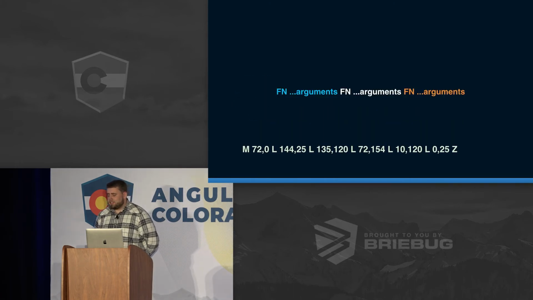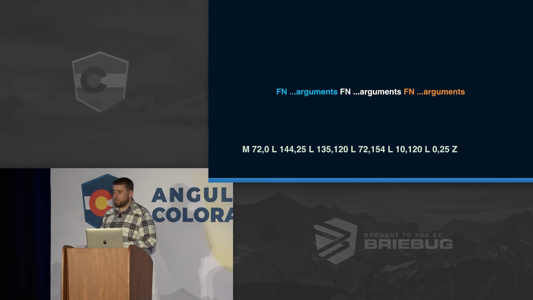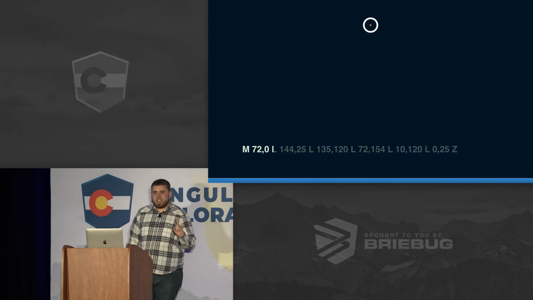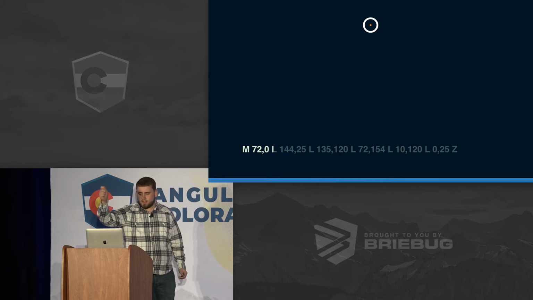So the path command syntax is you have a function, and then you have some arguments to that function. SVG paths support a number of functions, but we only really need to learn 3 today. The first function is M, and M stands for move. Almost every path you encounter in SVG is going to start with the move function. This is going to say, where do I want to start drawing?